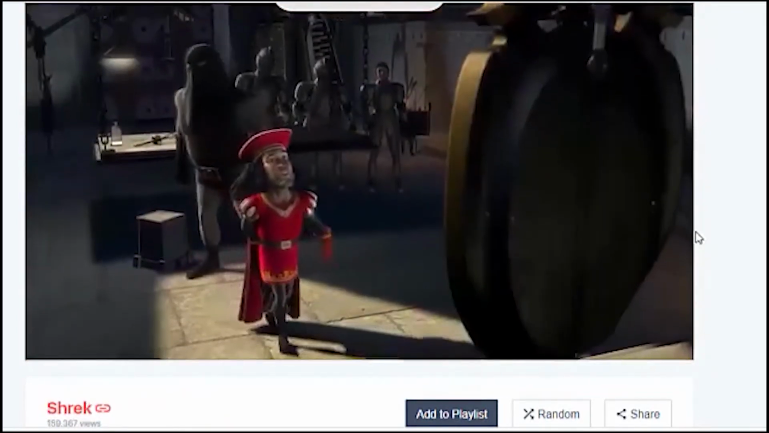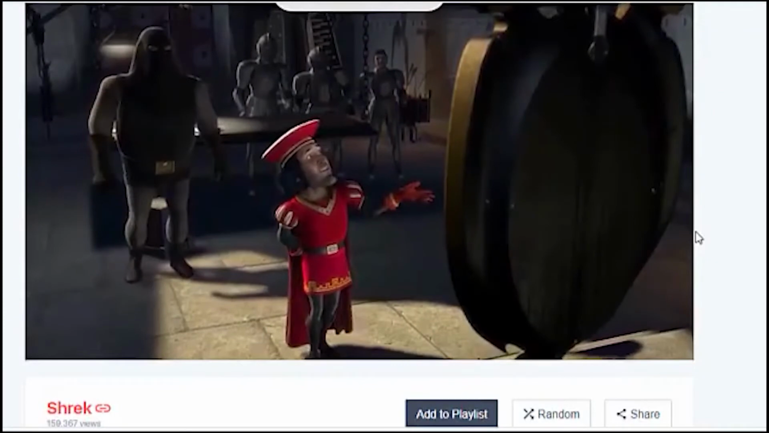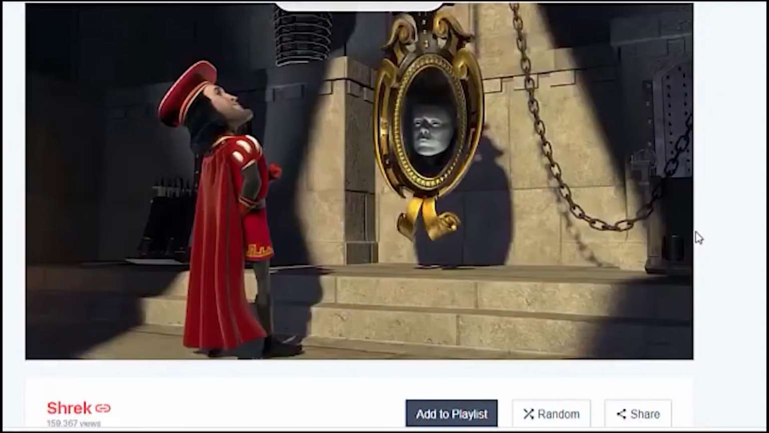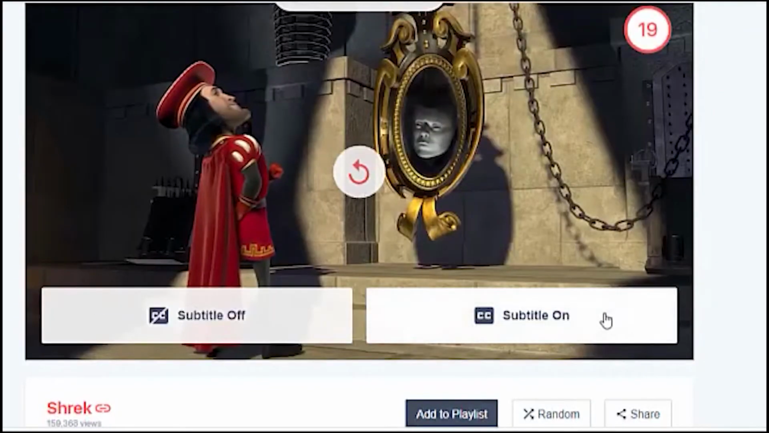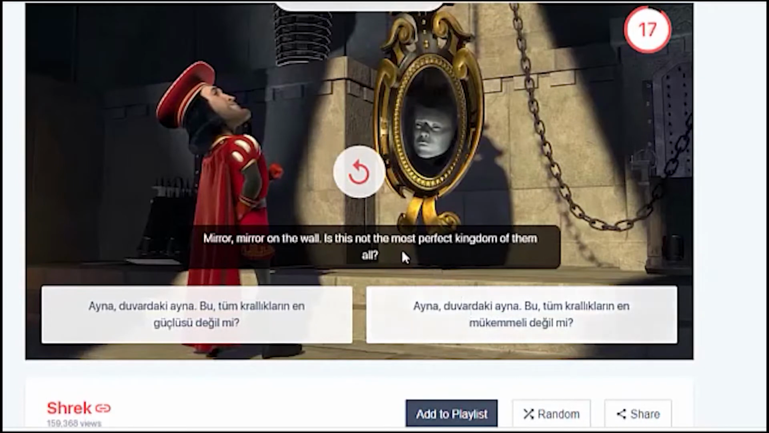Mirror, mirror on the wall, is this not the most perfect kingdom of them all? Here we have most perfect. It has more than one syllable, that's why we used most.